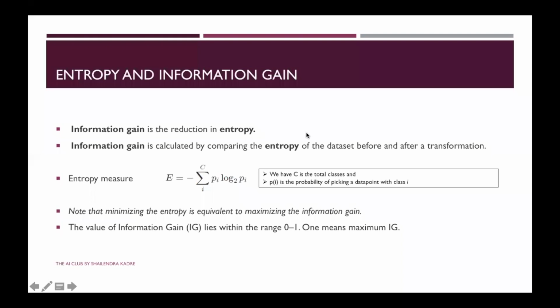Just give me 1 minute. There seems to be some problem with the share. Okay, so now it is good.